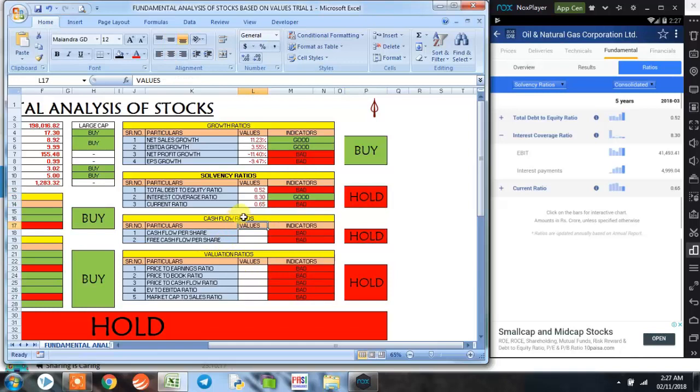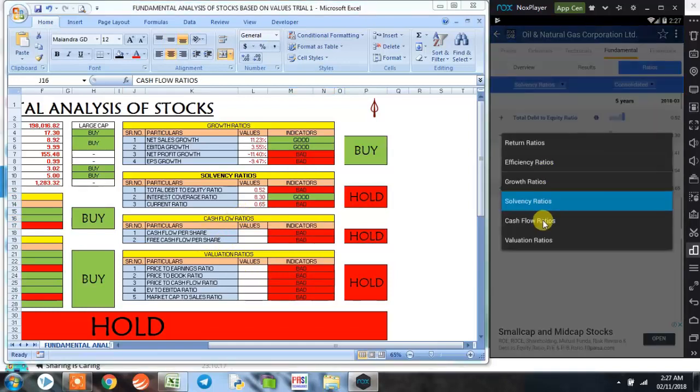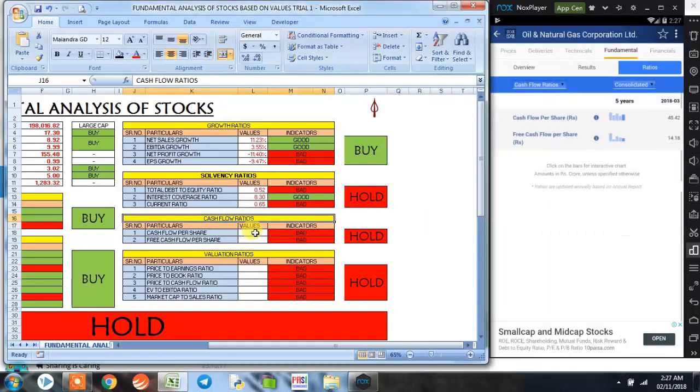Now coming on to cash flow ratio, the first is cash flow per share, which is positive 45.42, and free cash flow per share is positive 14.18. So cash flow ratio has given us a signal to buy this stock at this point of time.